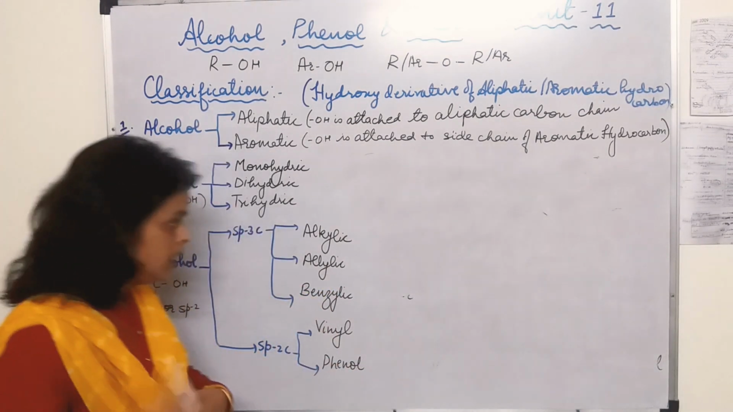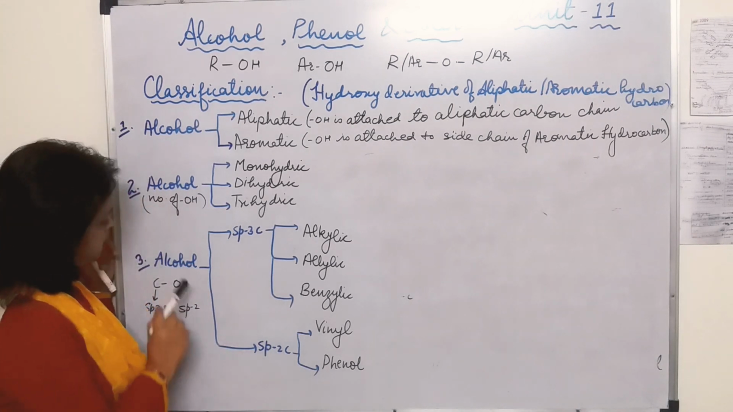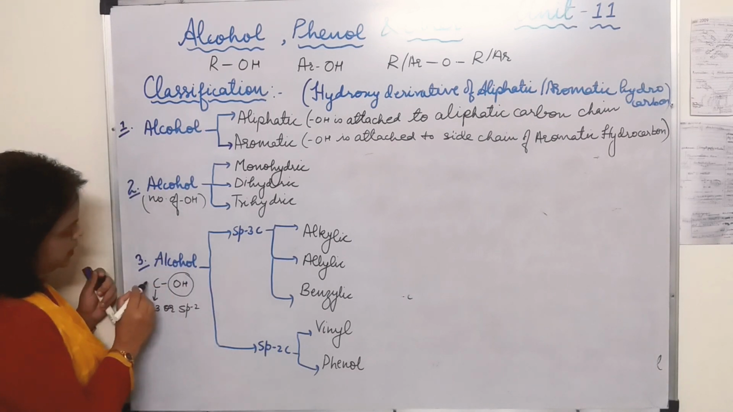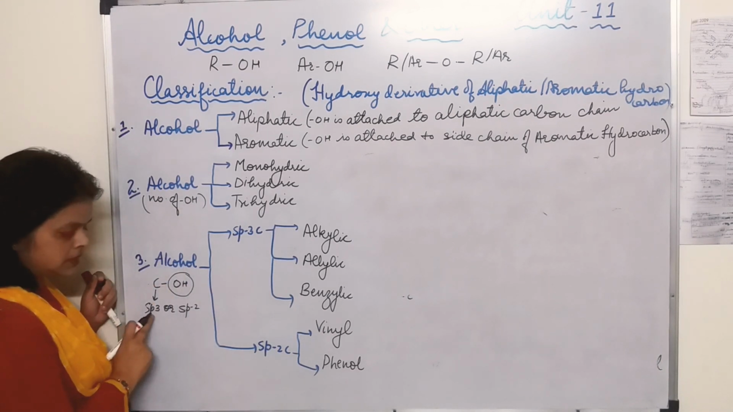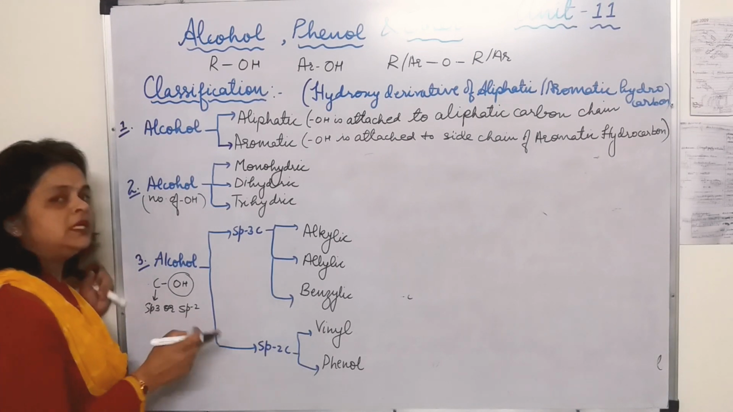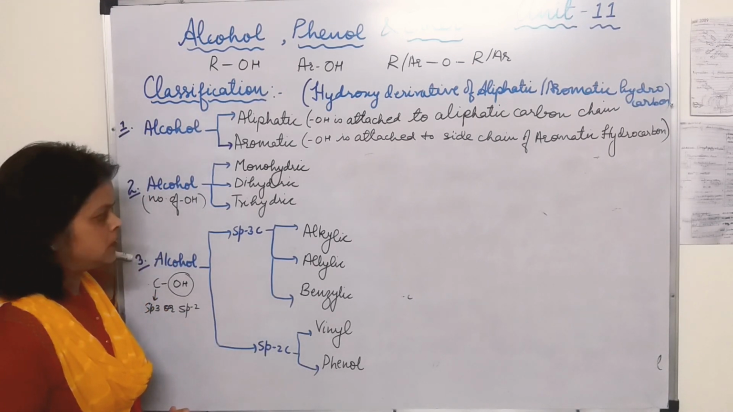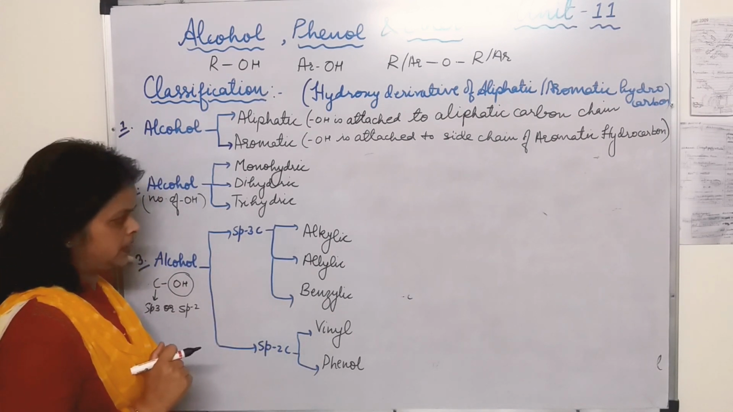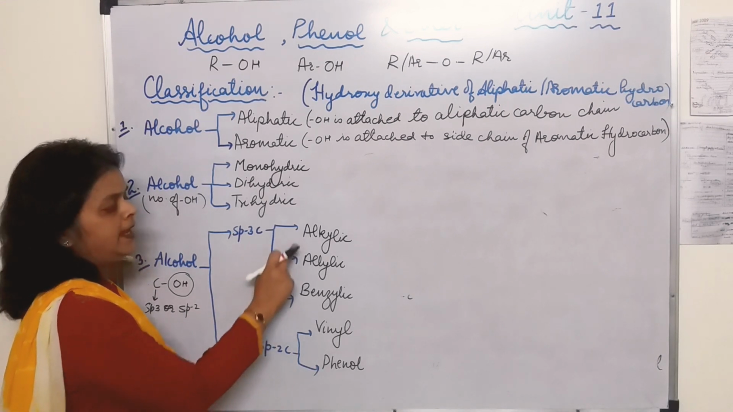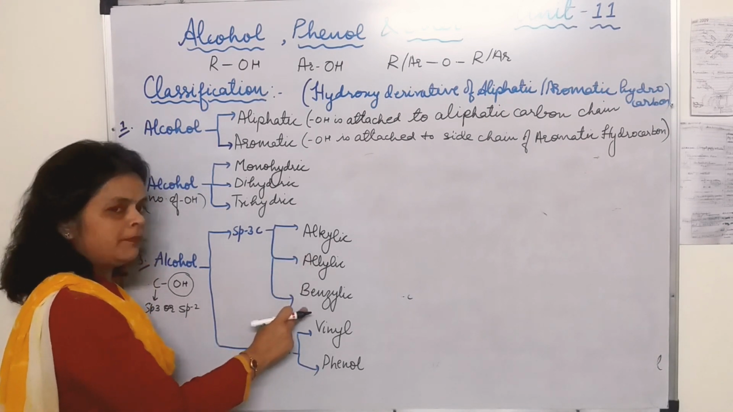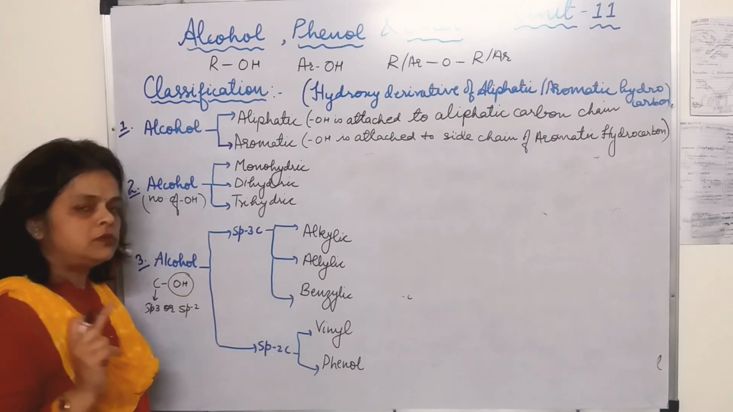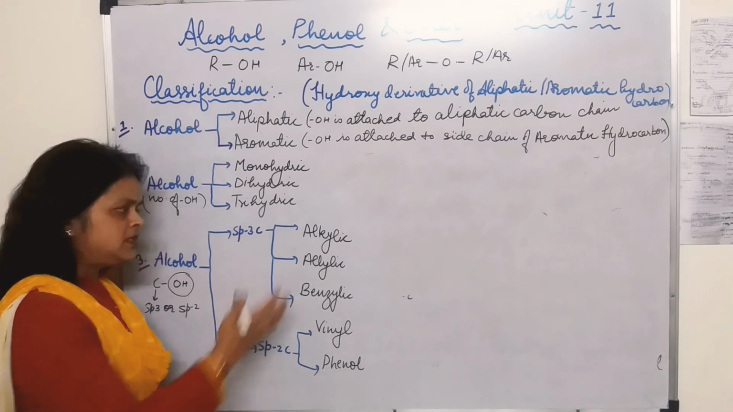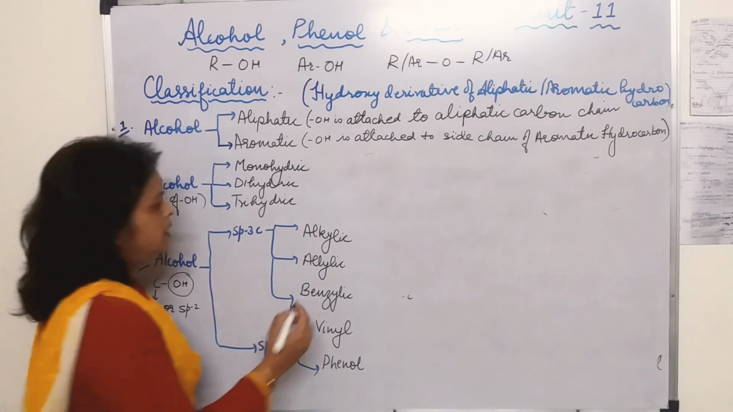Now let's move on to the next type of classification, where alcohols are classified by whether the OH group is attached to a carbon that is sp3 hybridized or sp2 hybridized, same as we had done in haloalkanes. If the carbon to which the OH group is attached is sp3 hybridized, then it can be of 3 types: alkylic, allylic or benzylic. If you remember, there also we had seen 1 degree alkylic, 2 degree alkylic or 3 degree alkylic. Similarly, here also we are going to write the examples.